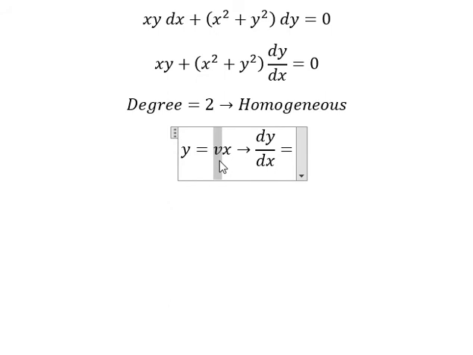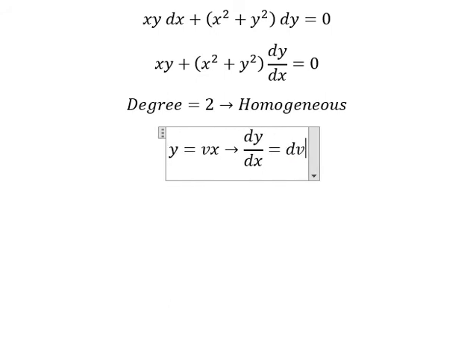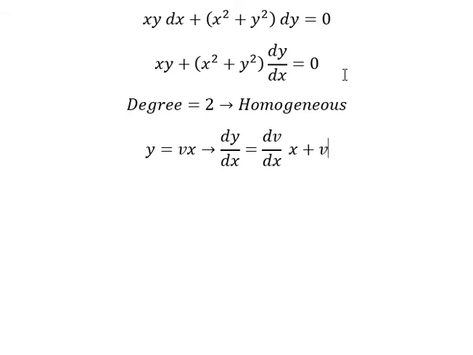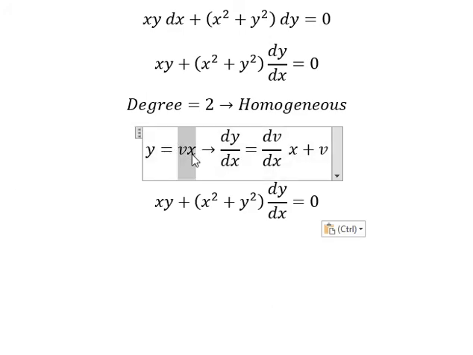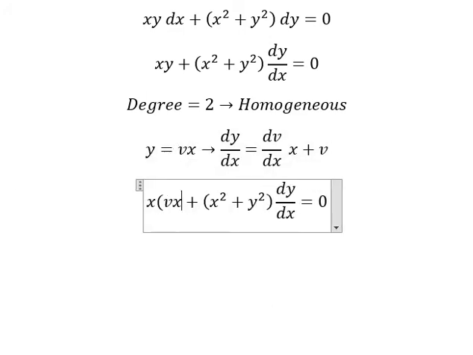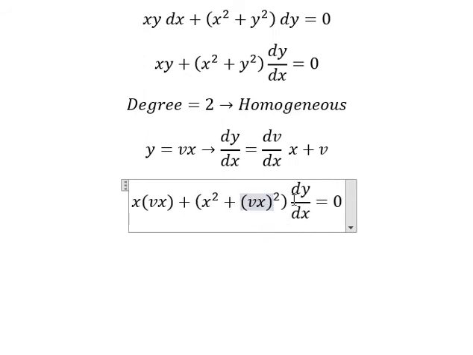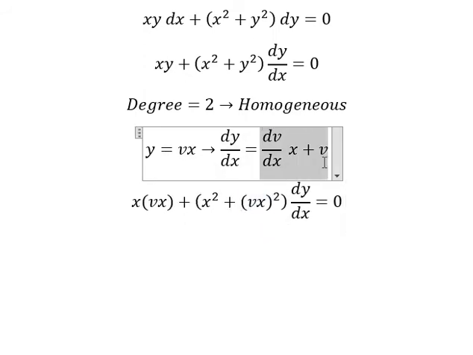First derivative of v, we will have dv over ds multiplied by s. First derivative of s, you get number 1. So I will put v in here. Now I will put vs in here and here. dy over ds we change by this one.